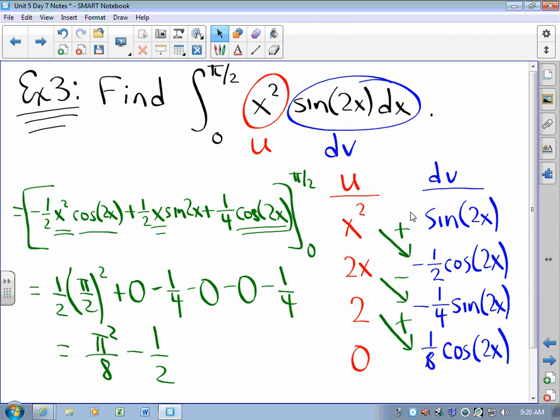Tabular integration helps us to do integration by parts over and over and over again. It is a beautiful thing. I hope you enjoy the shortcut as much as I enjoyed bringing it to you.